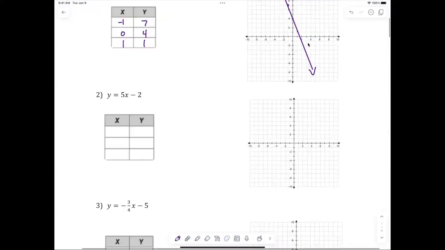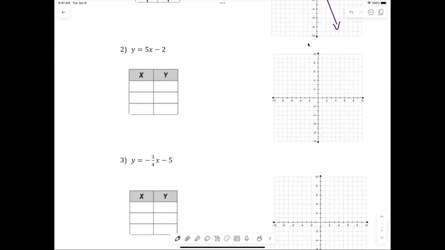All right, so for the next one, number 2, we're going to plug in what? And then we end up with, right, see, I told you, very easy. -1, -7, 0, -2, 1, 3. All right, then you graph those lines, or you connect the dots here. Anybody have any questions with that?